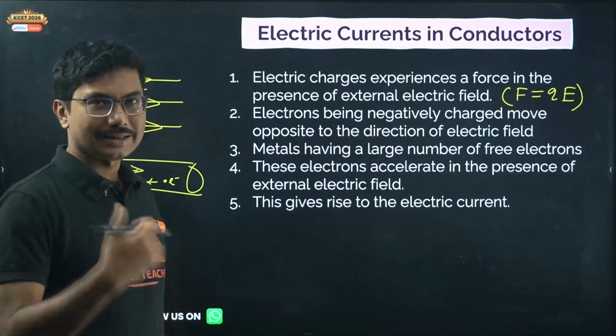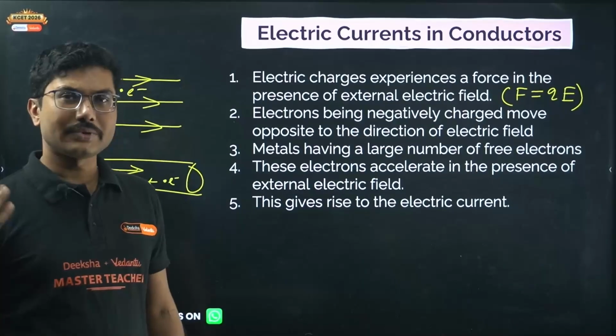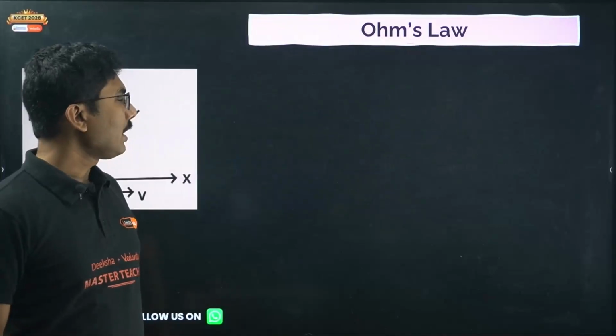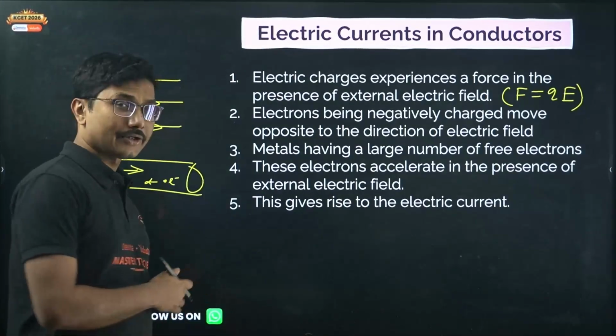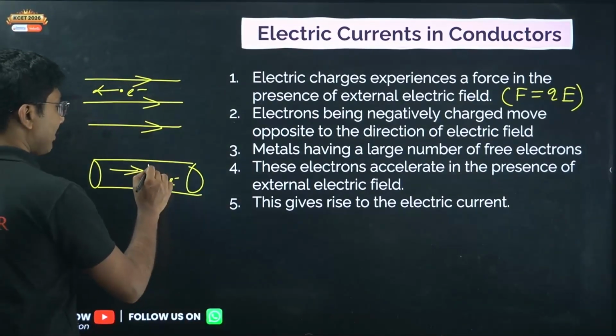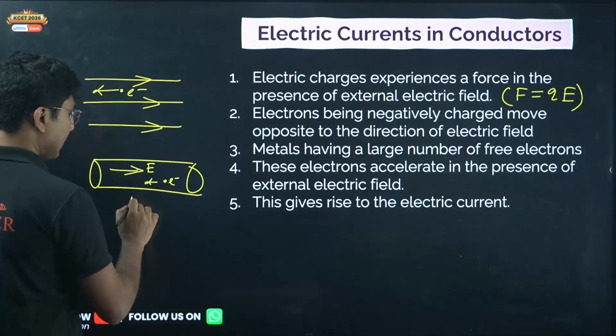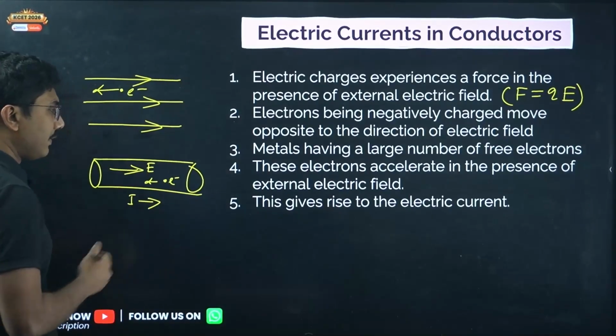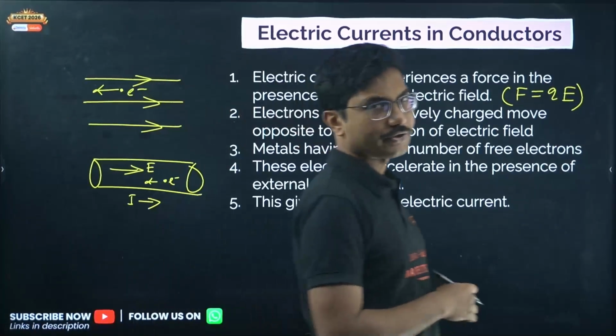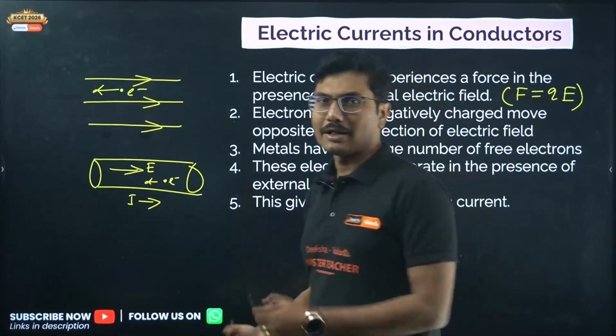So electrons are accelerating in the opposite direction, and that gives the electric current. Generally, the direction of electric current is taken in the direction of the applied electric field. So current is basically in the direction of the applied electric field. Electrons move in the opposite direction of the applied electric field. These are all basic things.